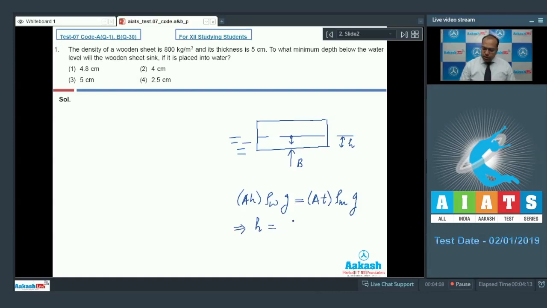It comes out to be density of material upon density of water into T. So if I substitute the data, density of material is 800 kg per meter cube, density of water is 1000, and thickness is 5 cm. If I solve this, it comes out to be 4 cm. So option 2 is the correct answer. Let's move to question number 2.